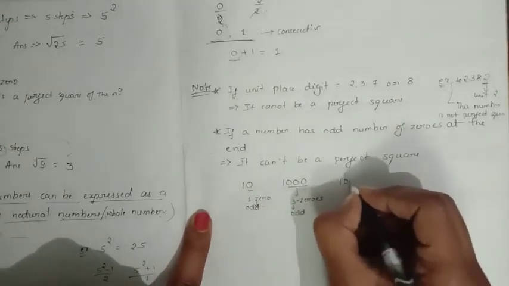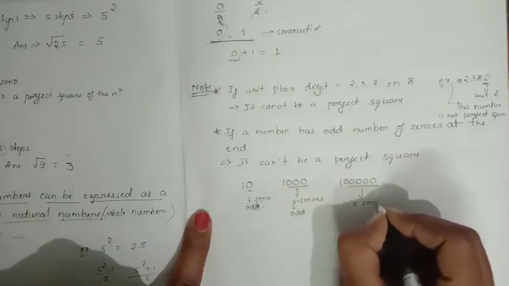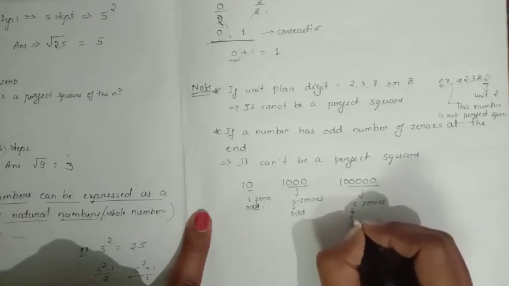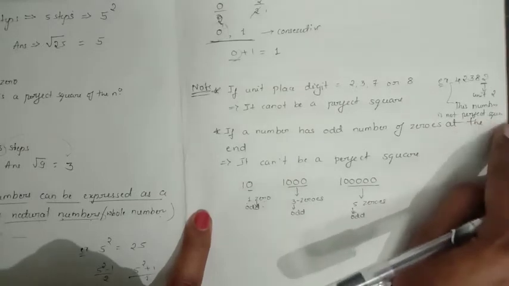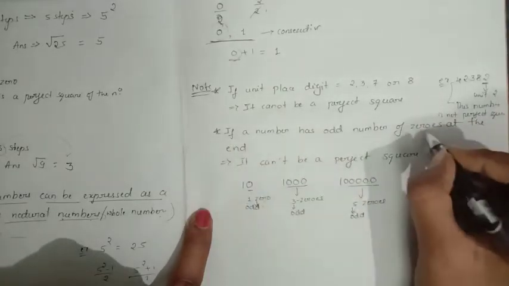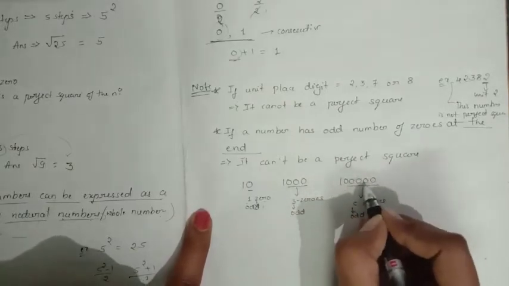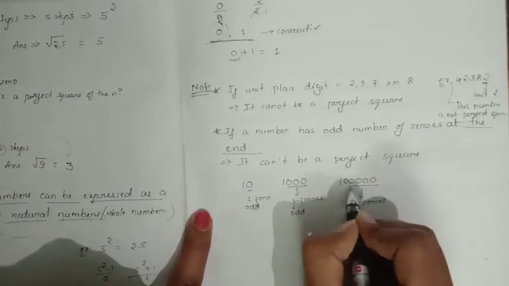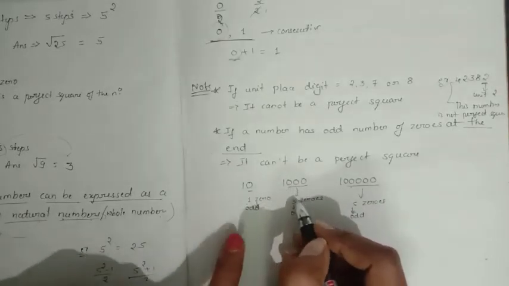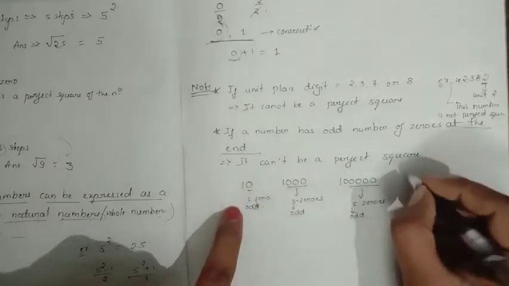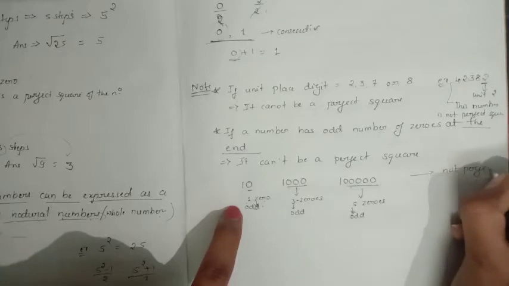So if there are 5 zeros, 1, 2, 3, 4, 5, that means 5 is an odd number. So that's why these are odd numbers of zeros. And always remember what you have to observe: at the end, the zeros are there. So 1, 2, 3, 4, 5, all zeros are at the end. Here also 1, 2, 3, all zeros are at the end. Then these are not perfect squares.